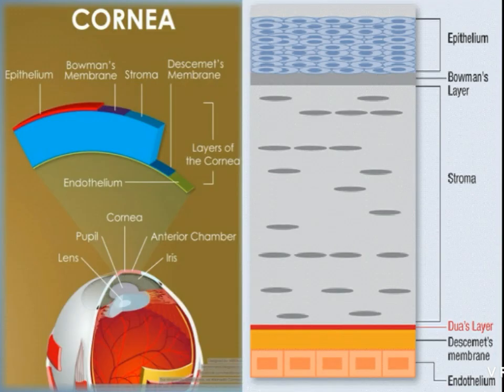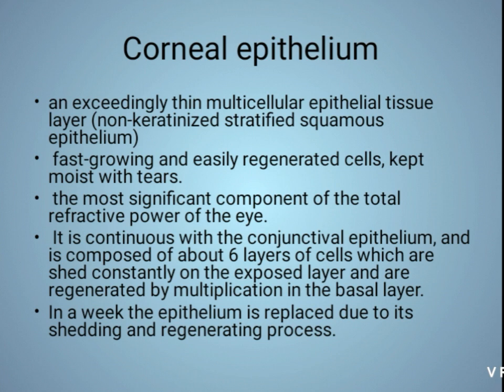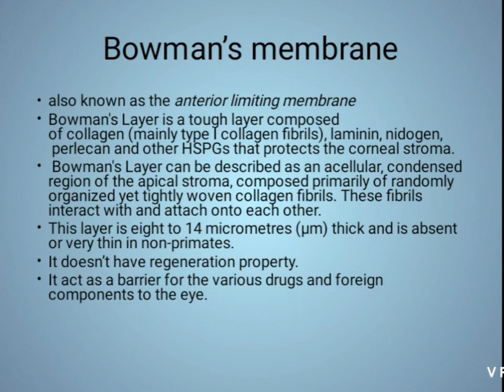As you can see in this image, there are 6 layers, meaning more than one layer. In this you can see more than 6 cells, but it is mainly 6 layers of cells, which are constantly shed from the exposed layer and are regenerated by multiplication in the basal layer. So it has a capability of regeneration. In a week, the epithelium is almost replaced, and almost a new epithelium is formed. Now next is our Bowman's layer.